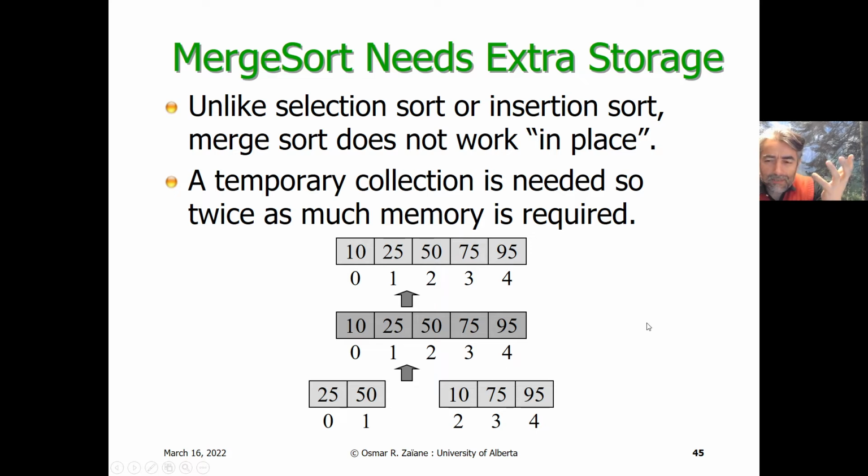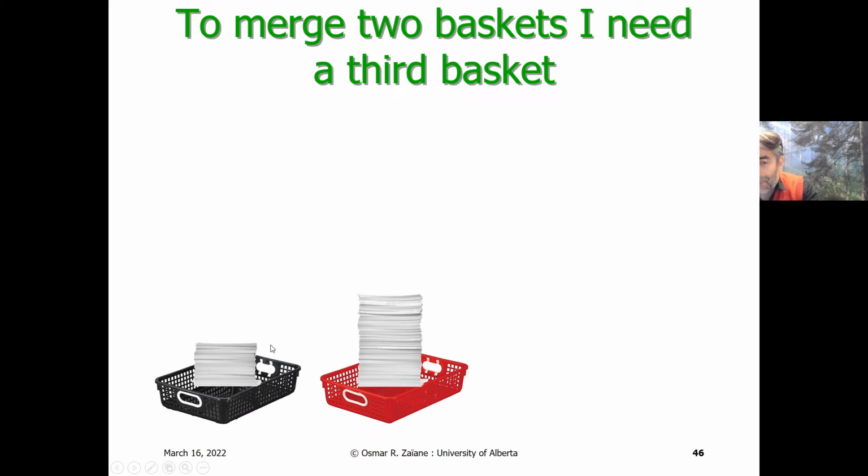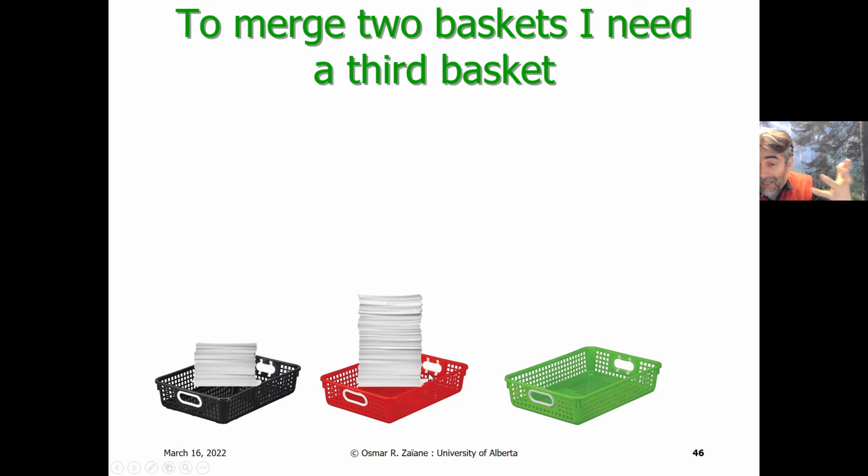You remember those exams? Well, it's the same thing. If I had a black basket here with midterm 1, and a red basket with midterm 2, when I merge them, I need another basket. I can't merge them in the red basket or the black basket because those baskets already contain midterm 2 and midterm 1. So midterm 2 and 1 sorted together will be in another basket. Then I will copy it back to the original container.